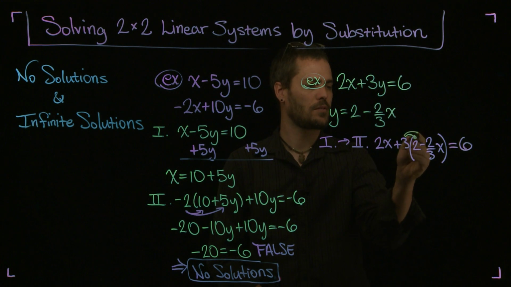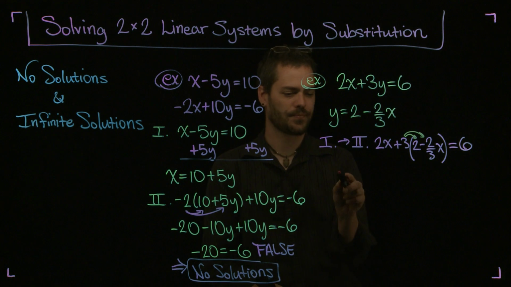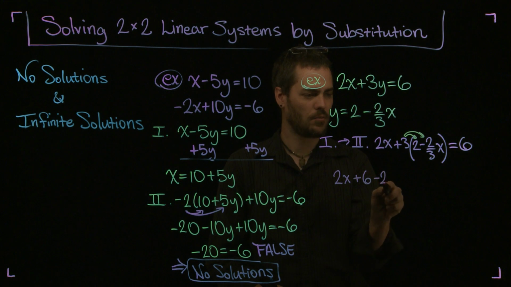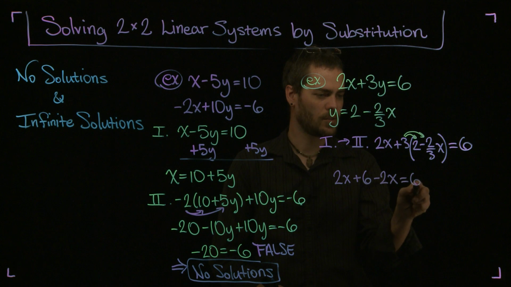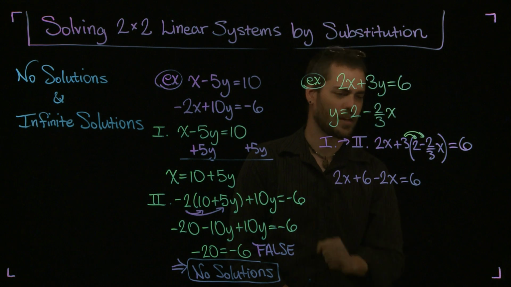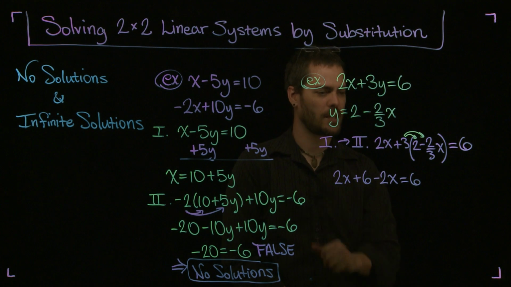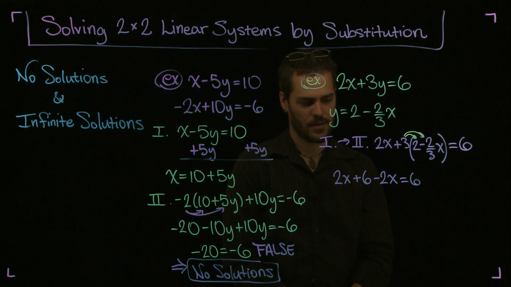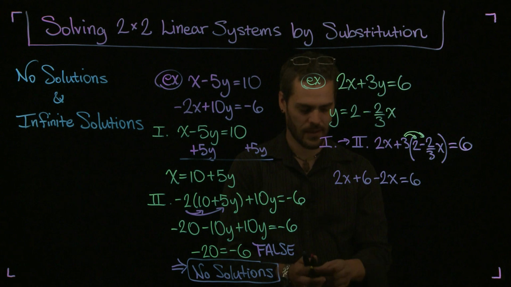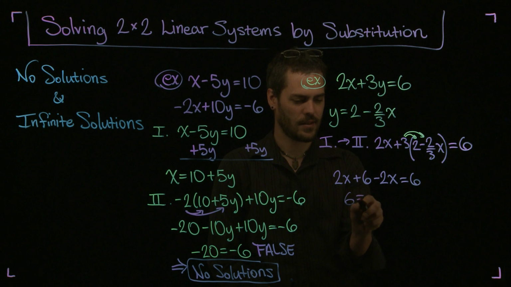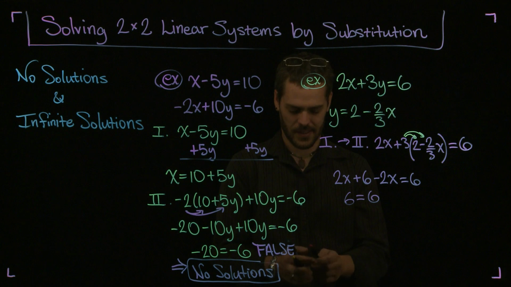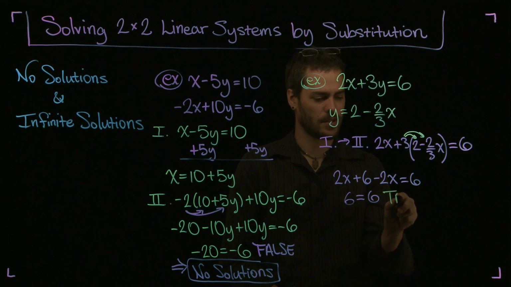And then distribute, combine, and solve from there. So I'm going to distribute the 3, and that gives me 2x plus 6 minus 2x equals 6. How did I get that minus 2x? 3 times 2/3, the 3's cancel, and I'm just left with the 2. So review that fraction multiplication by a whole number. It'll really help you out. Notice what we have here when we combine the like terms. 2x minus 2x, the x variable goes away, but we end up with 6 equals 6. Well, yes, 6 does equal 6. That is true. We have a true statement.